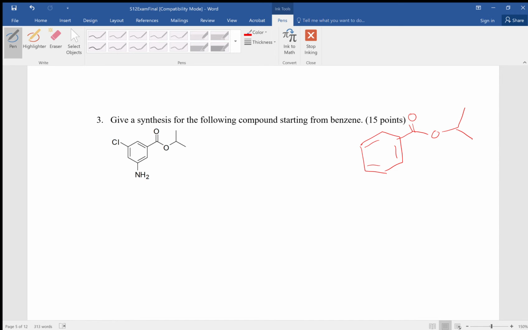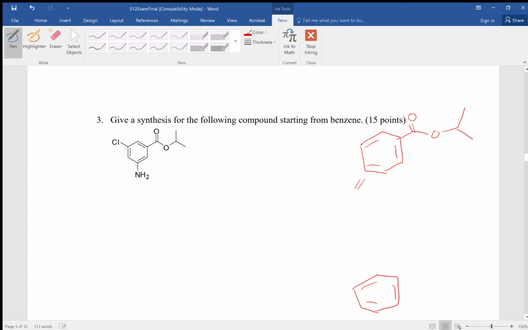So now I've made this problem into two smaller problems. One is that I need to get from my final product back to this compound, the ester. And the second piece is I need to figure out how to make this ester from benzene.